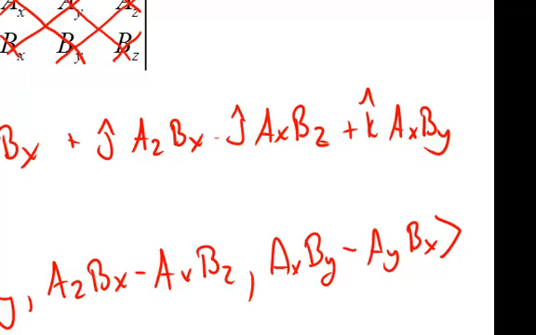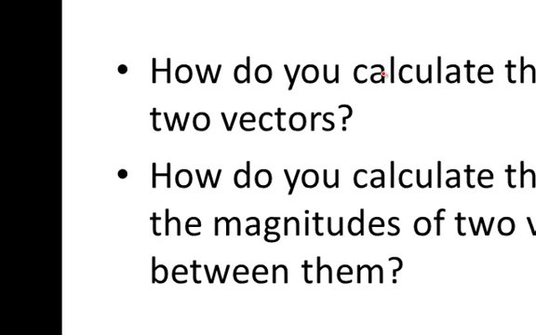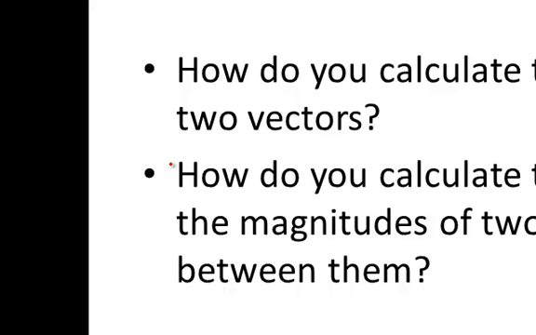What I want you to concentrate on, though, is making sure you know how to calculate the cross product if you're given those two vectors. How do you go about calculating it? And if you're given the two magnitudes and the angle between them, how would you go about calculating the cross product? So again, don't focus on the stuff dealing with angular momentum. Focus more on how to calculate the cross product of two vectors.